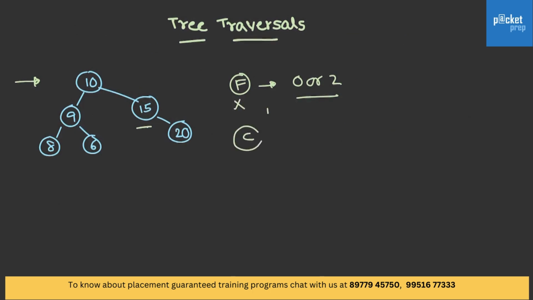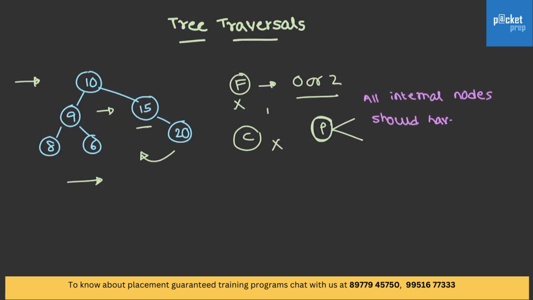Is it a complete binary tree? It has not been filled sequentially. If 20 was on the left side, it would have been a complete binary tree. But in this case, as it is not filled in sequence, it is not a complete binary tree. Is this a perfect binary tree? In the case of a perfect binary tree, we have 2 conditions. First, all internal nodes should have 2 children. Second, all leaves should be at the same level.